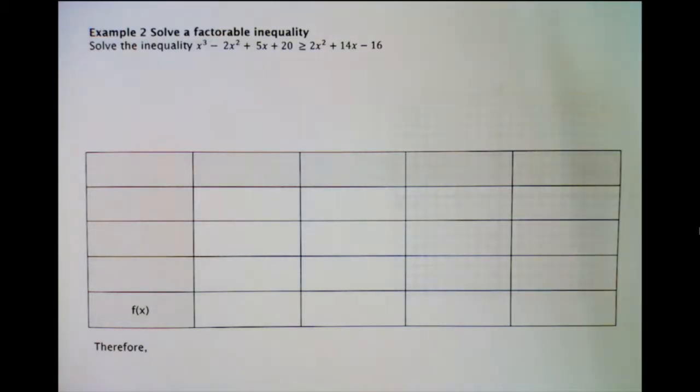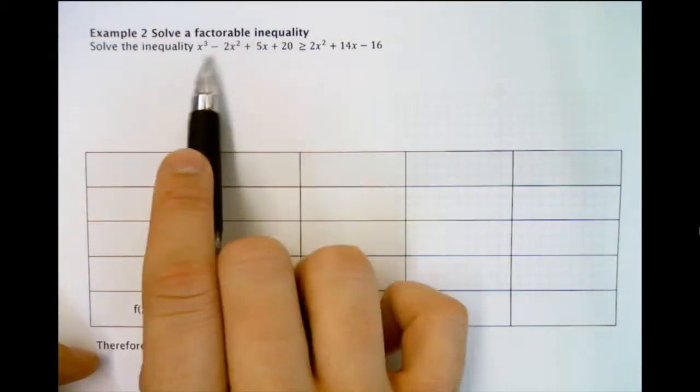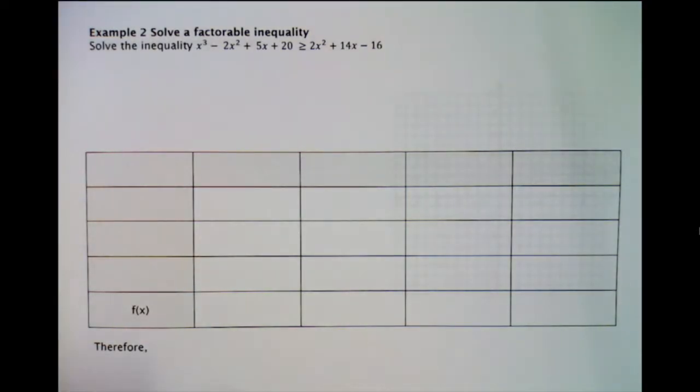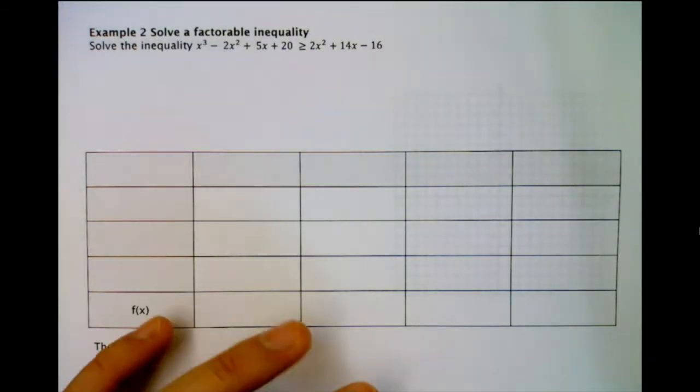The alternative would be to graph both of these and look for where one function's above the other function, and that can get quite messy. So let's try this strategy of moving all the terms to one side to simplify it.